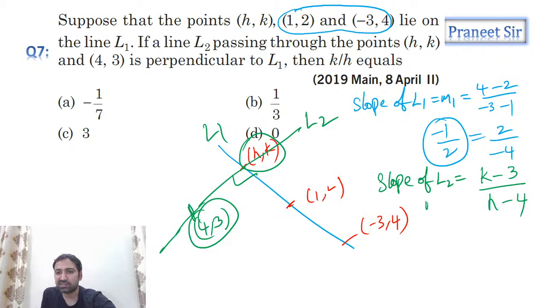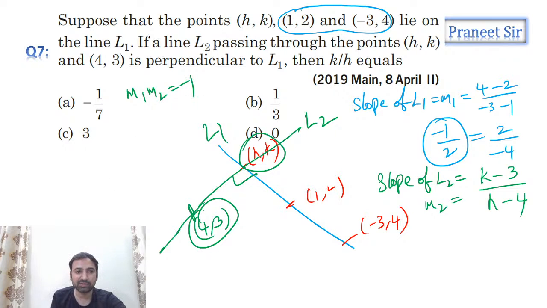But see, the product of the slopes is equal to minus 1 because they are perpendicular. So can I say that m1 m2 is equal to minus 1? If I use m1 m2 equals minus 1, how much am I getting? m1 I just calculated as minus 1 by 2. m2 we just calculated as k minus 3 by h minus 4, equal to minus 1. Minus 1 cancelled. Finally, how much are we getting?